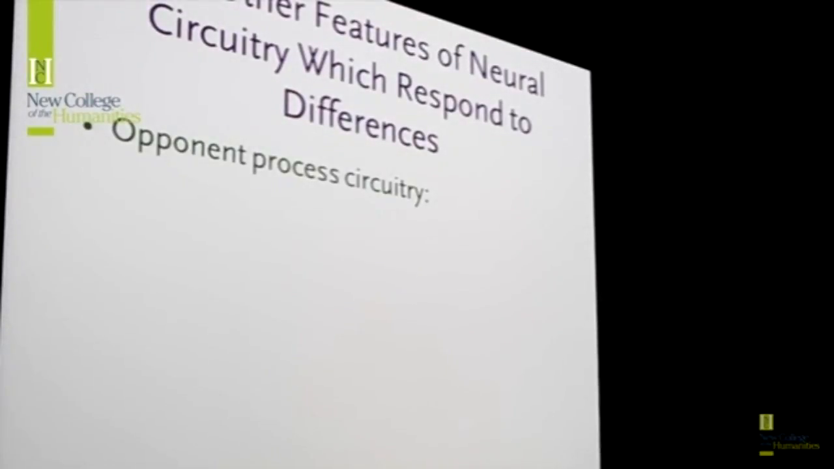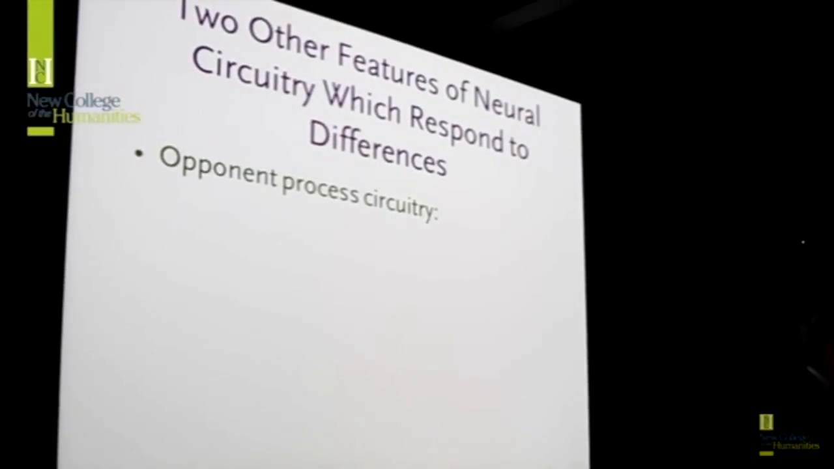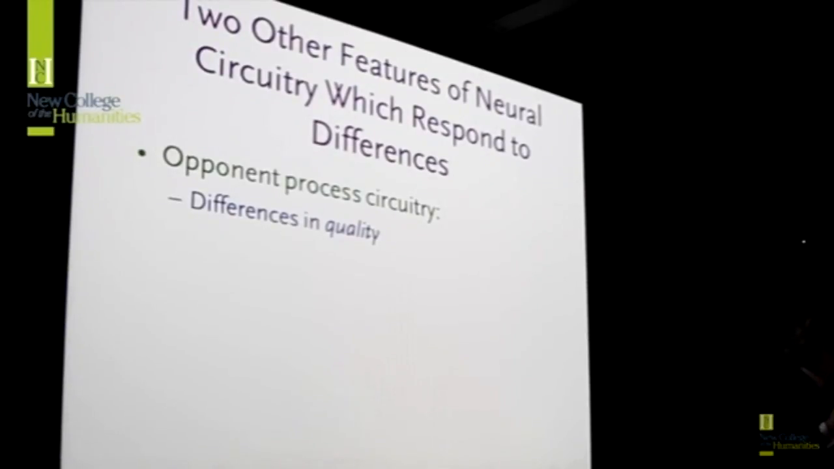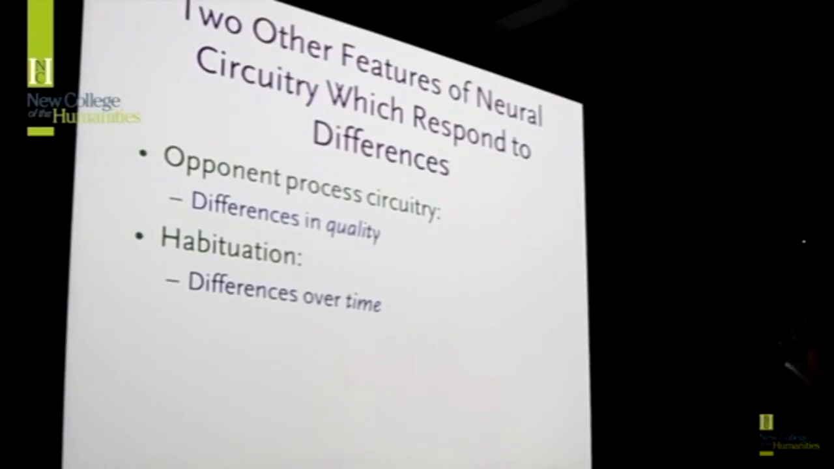Okay, there are two other features of neural circuitry which also respond to differences in the world and which can mechanistically account for differences in your conscious experience of the visual world. One feature is called opponent process circuitry, and it makes the brain responsive to differences in quality: light, dark, red, green, hot, cold, moving left, moving right. And the other is called habituation, which makes you respond to differences over time. That is, same, same, same, same, same, different, you notice the change.